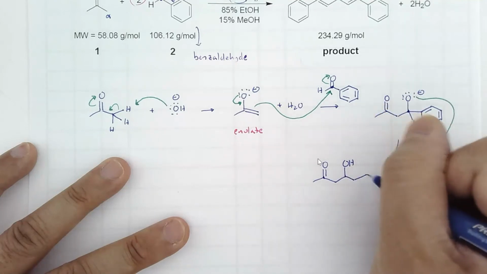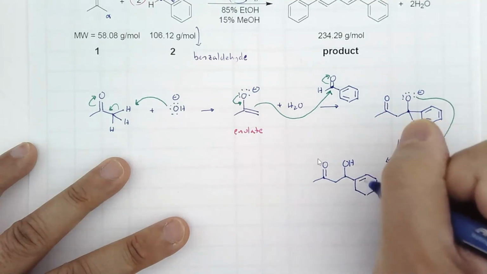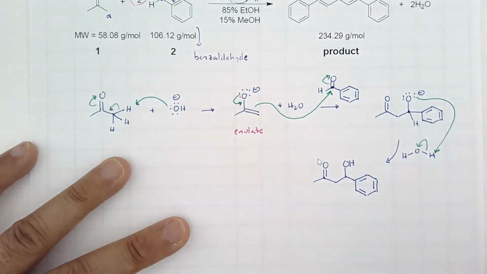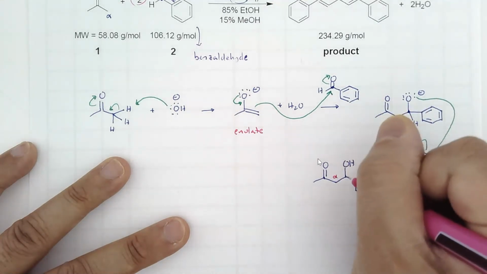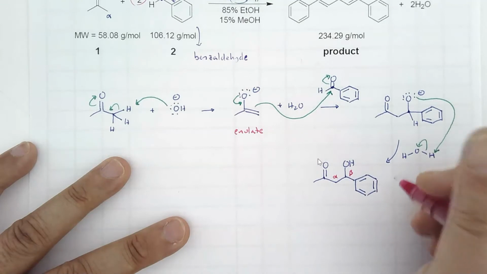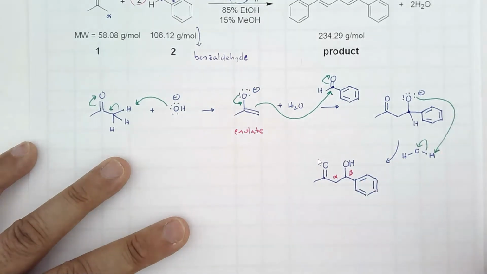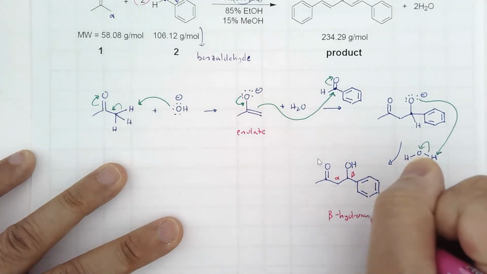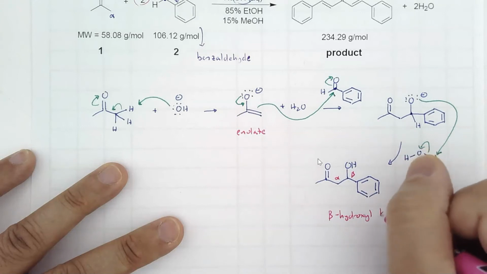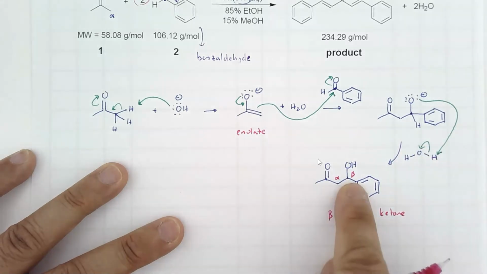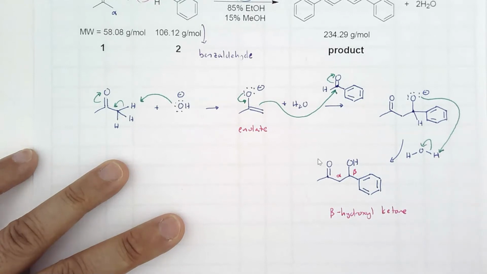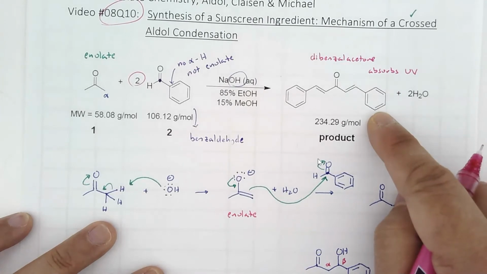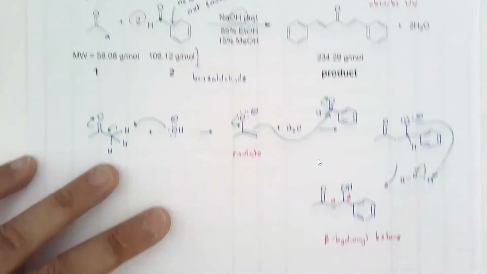You all know this by the term beta hydroxy ketone. Right? Here's your alpha carbon, and here's your beta. So this is typically the product of an aldol reaction, the beta hydroxy ketone or aldehyde. We have a ketone, alpha beta, beta hydroxy ketone. We're halfway there. Not quite halfway there, but we got one of the benzene rings onto the acetone.